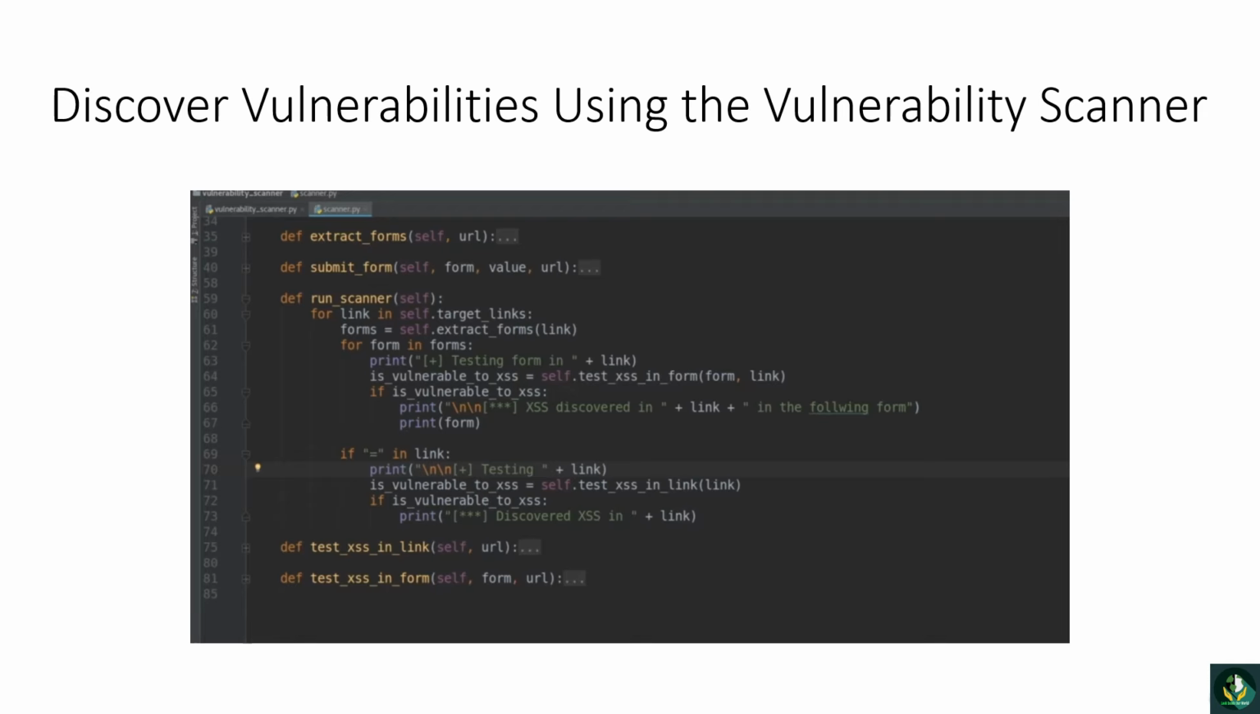The generic method that I said you can use to discover any vulnerabilities. What we did is that we have a method that discovers XSS in links and in forms, and the way we built the run scanner method is that it is going to iterate over the target links, extract the forms, and then in a particular line it is going to print the testing. As you can see, this will print the testing form in a specific link.